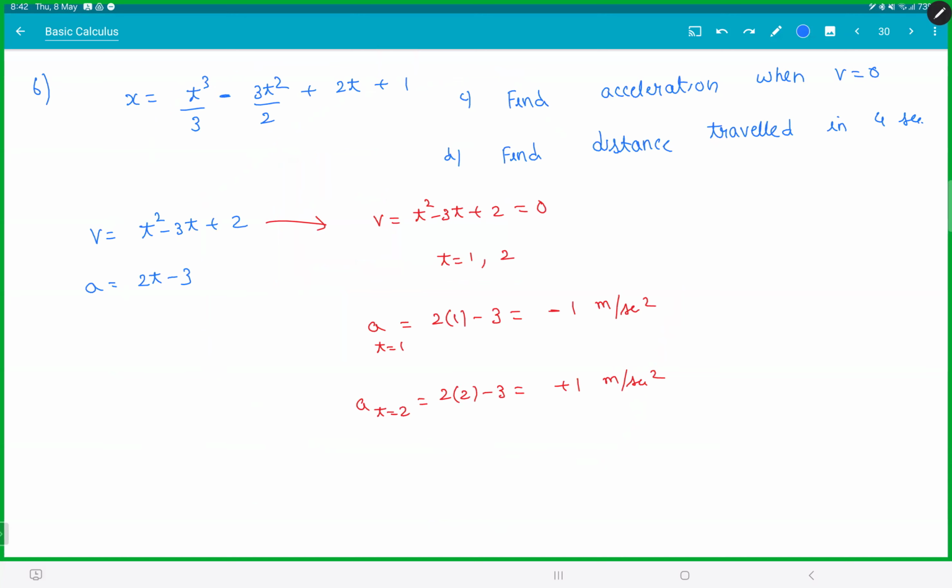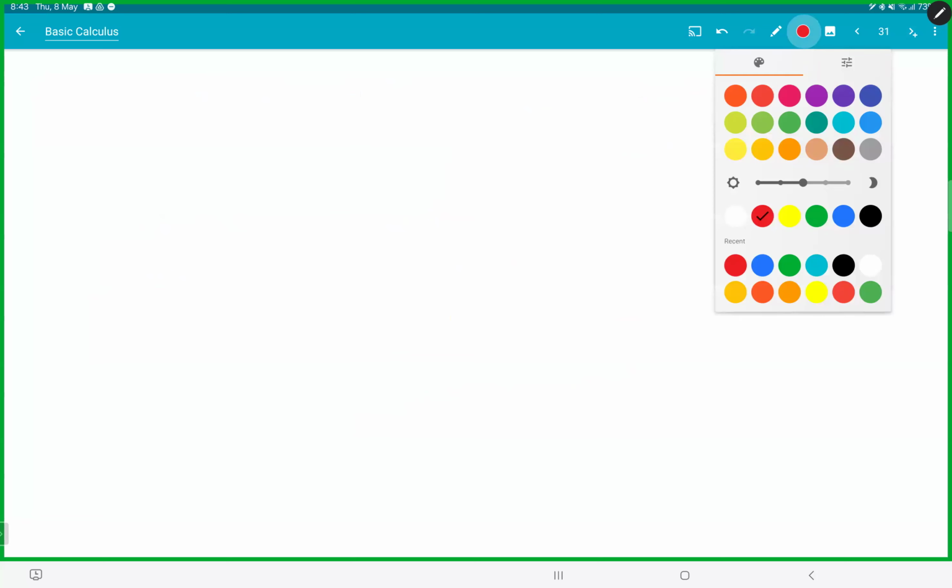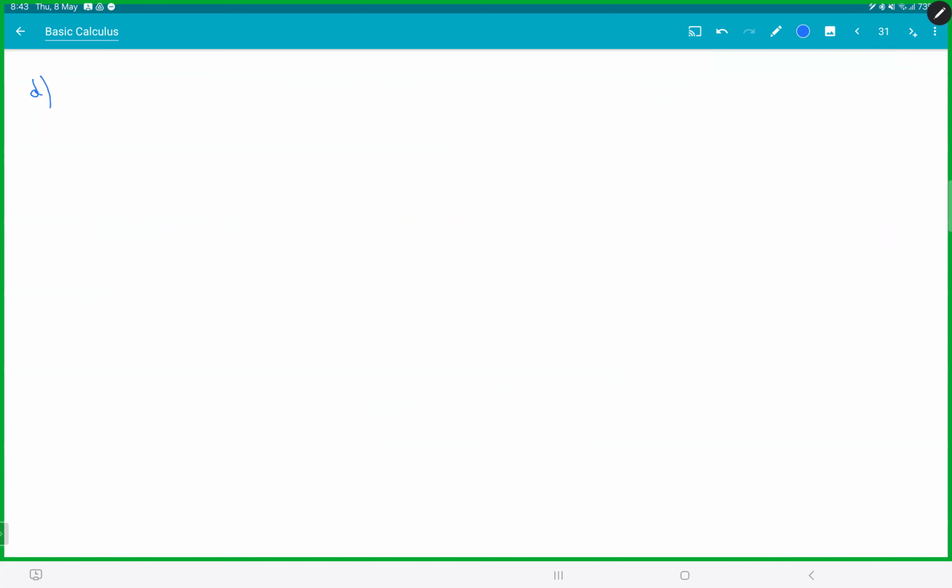How to do the D part? D is a good one. How do you find the distance traveled in 4 seconds? And remember this thing, when you hear the word distance, have some fear. In physics, the moment you hear the word distance, it's a trap. So first of all, forget about that. Let's see how this thing is actually moving around. The question is distance traveled in 4 seconds. So x is equal to t cubed by 3 minus 3t square by 2. At your level right now, if I have to ask you an advanced question, this will be an advanced question.